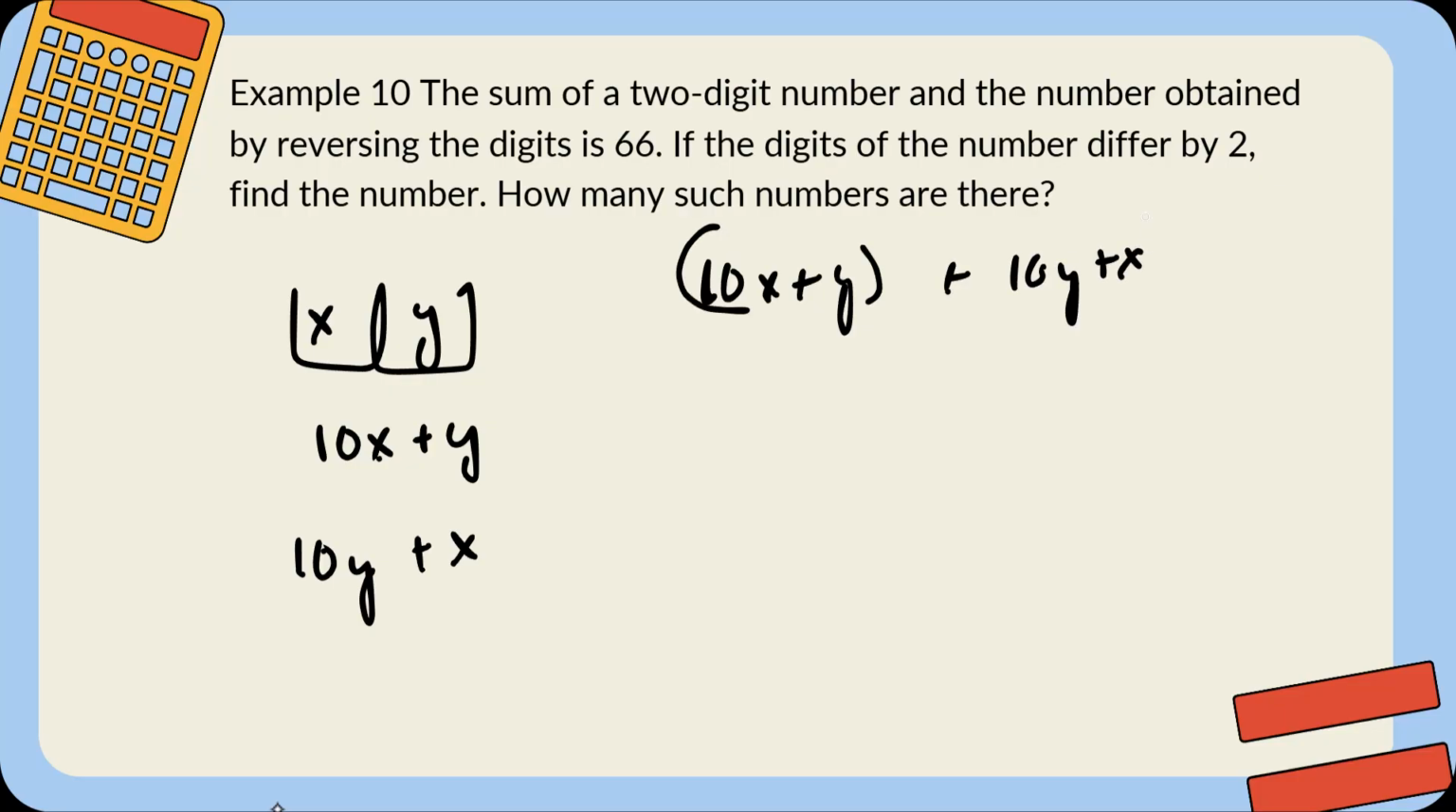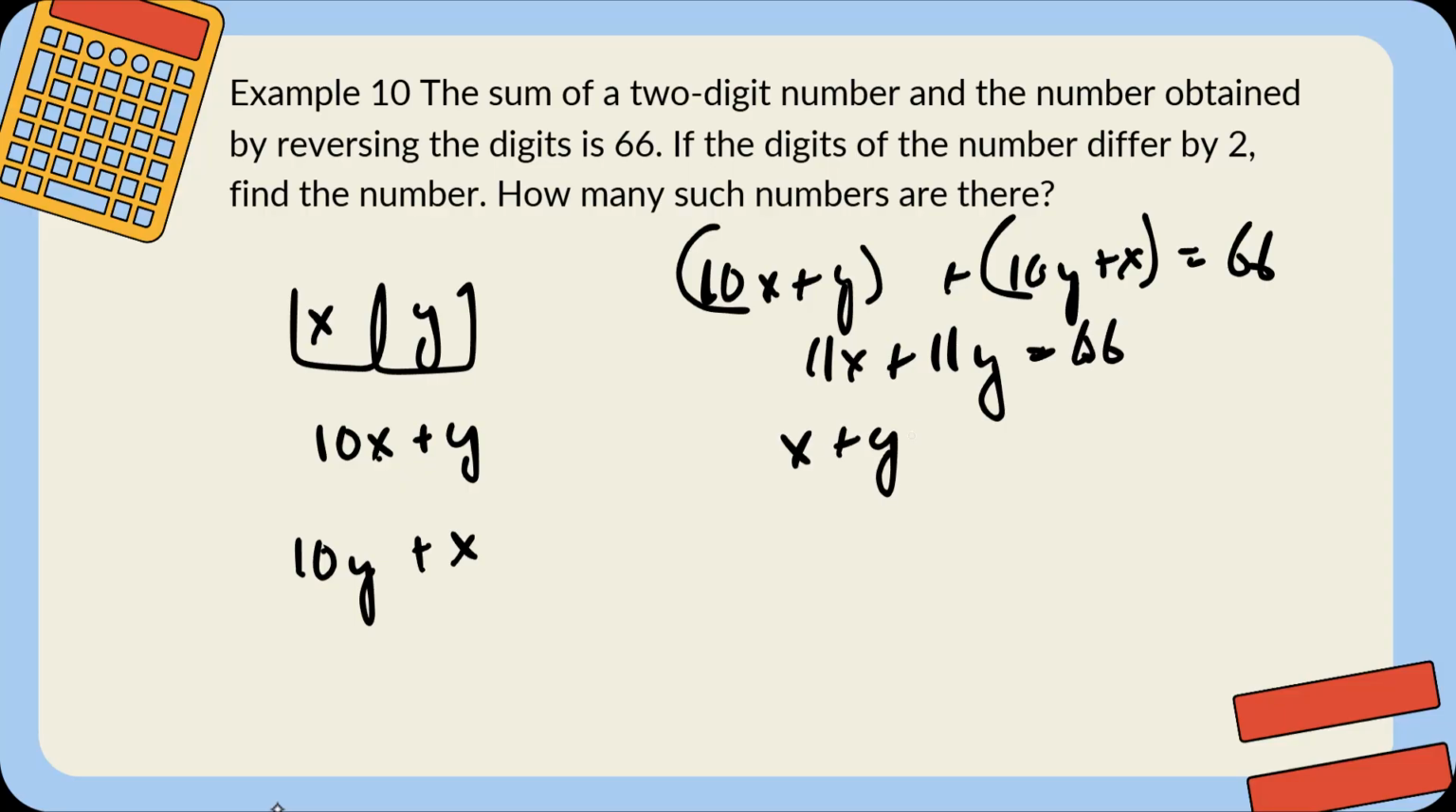So that means what? 11x plus 11y is equal to 66. So I can take the 11 common and I'll take it to the other side. 66 by 11 will become 6. x plus y is equal to 6. How many such numbers are there? Very simple. How can we find it out? We need one more relation.